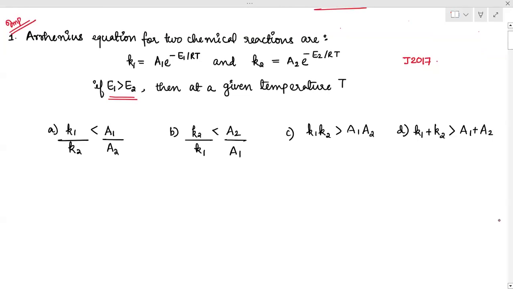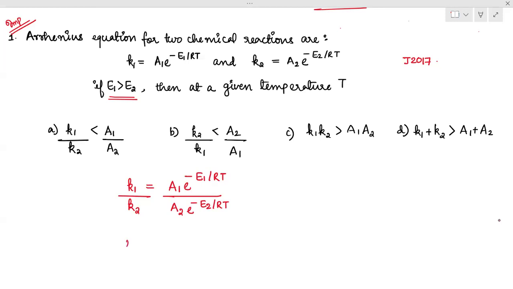Okay. So, first of all, two equations are given to us. Let's take the ratio, because in all the equations they have compared k1 and k2, either multiplied them or divided them. So let's take the ratio first of all. If we have k1 by k2, we will have A1 e^(-E1/RT) divided by A2 e^(-E2/RT).